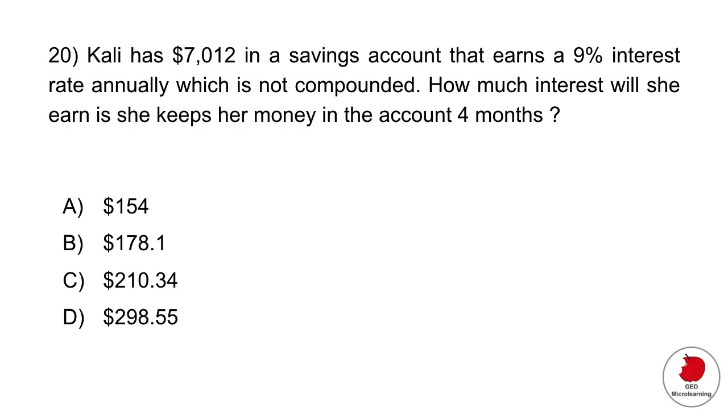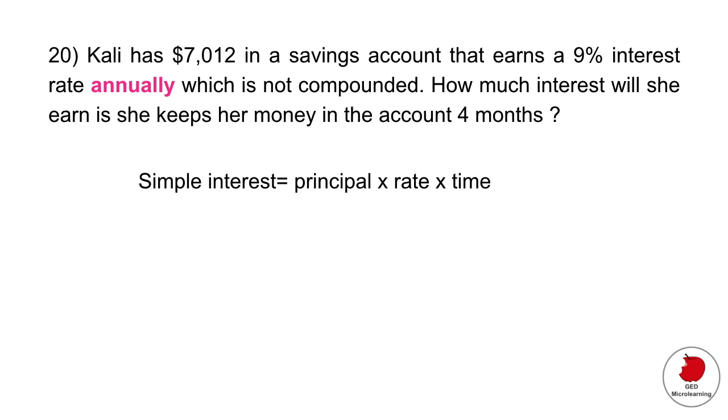All right, and our last question, which has to do with interest, says Kaylee has $7,012 in a savings account that earns 9% interest rate annually, which is not compounded. So we're looking at simple interest. How much interest will she earn if she keeps her money in the account for 4 months? So the key word here is annually. If you look at the formula for simple interest, it's the principal multiplied by the rate times time.